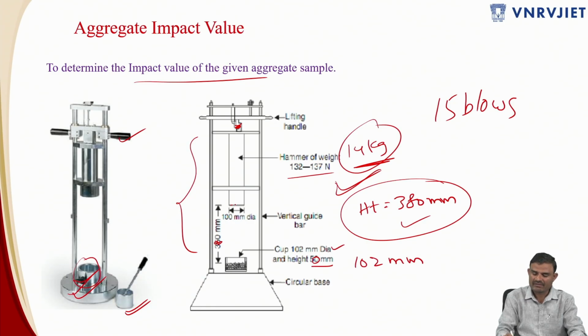The diameter of the hammer you can see over here is 100 mm. In order to make sure that the hammer will be accommodated inside the cylindrical mold, we are going to provide 2 mm extra. This is the clearance that we are going to provide, and then this has to be subjected to 50 number of blows. As a result of that impact load, the aggregate will be crushed into powder.